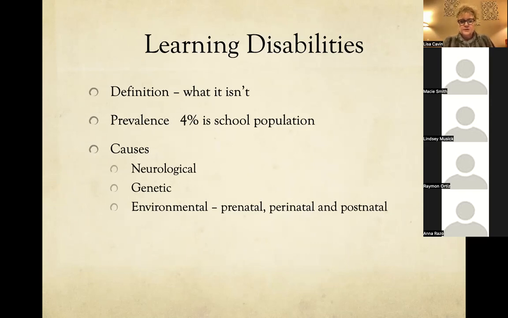Sometimes it's environmental. We'll see that students who have issues in the prenatal phase of life often then have difficulty with learning disabilities later on. Premature babies, sometimes babies who have issues in the birthing process or issues immediately postnatal, right after birth. Sometimes those children have learning disabilities. So we don't have a single cause. We've got lots of different causes.